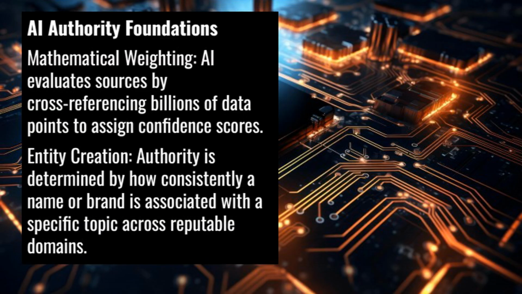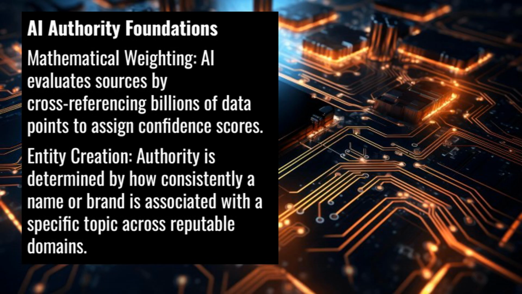AI systems determine authority by analyzing the statistical frequency and context of a brand or individual across their entire training dataset and the live web. When a specific name or organization is consistently mentioned alongside a specialized topic by other established sources, the AI creates a mathematical association known as an entity.